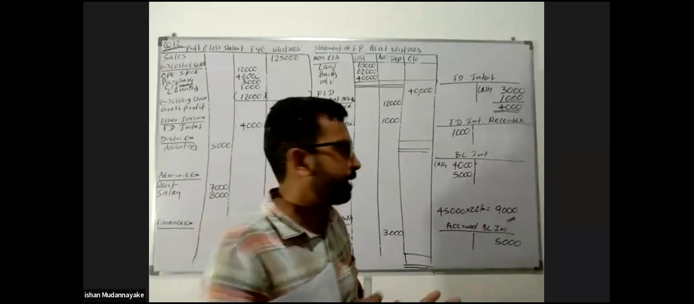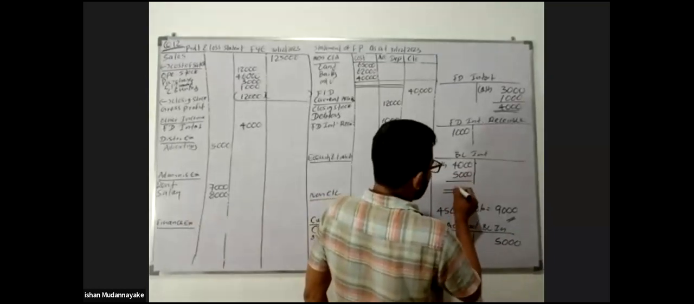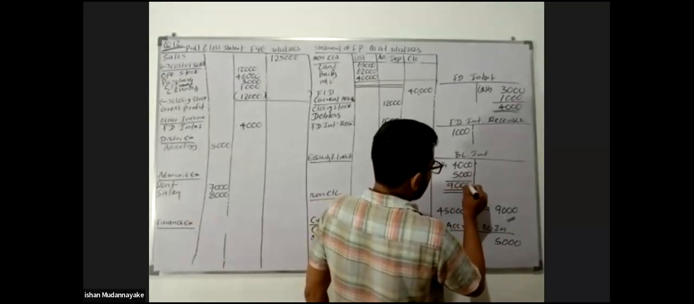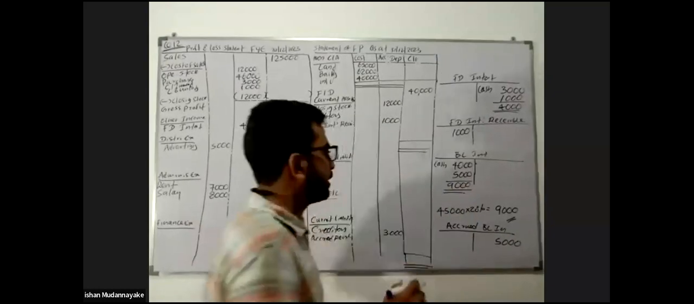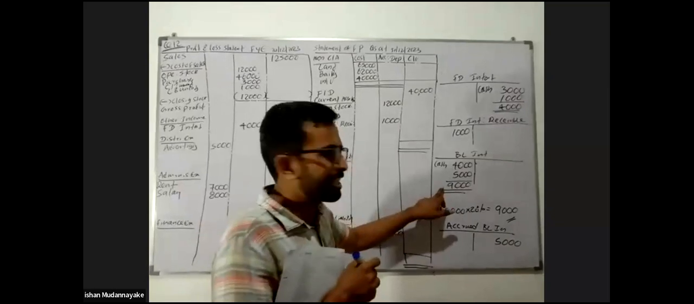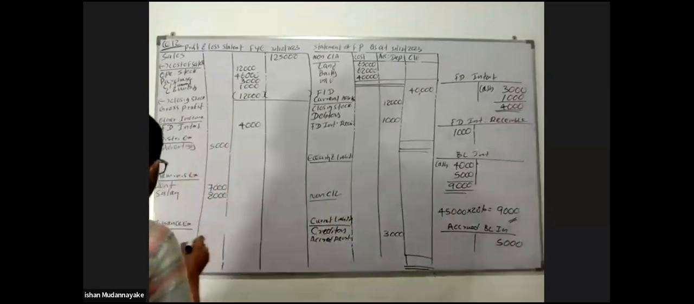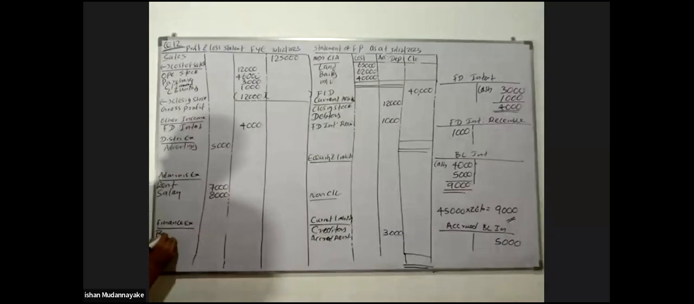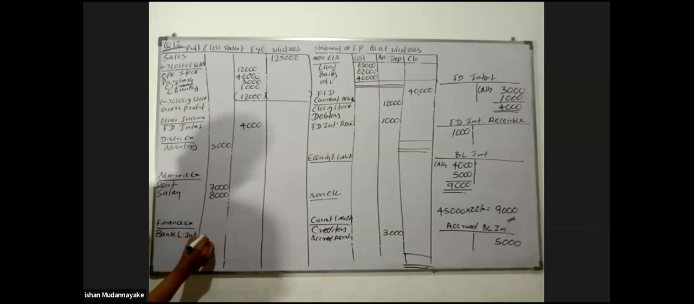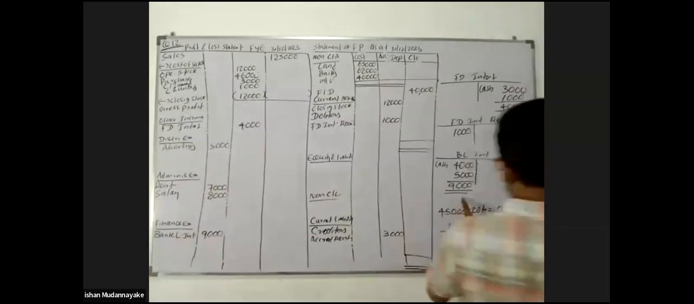Right. Then now, relevant bank loan interest for the period is how much? 9,000. Then 9,000 is recorded under the finance expense. Under the finance expense, write down bank loan interest 9,000.